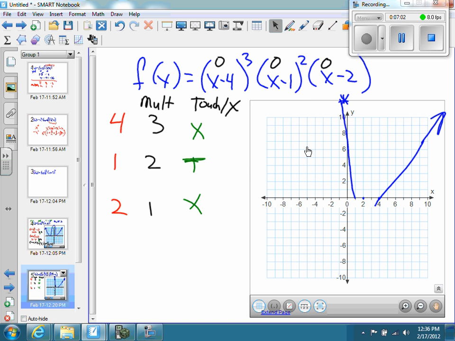Turning points. How many turning points? What's the maximum number of turning points I can have? 5. Okay, so my max turning points is 5.